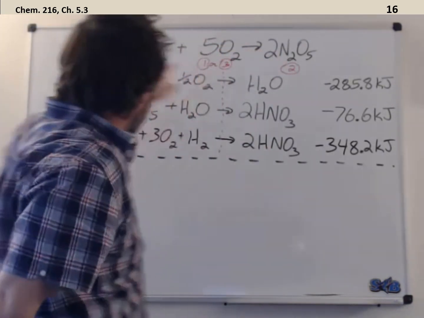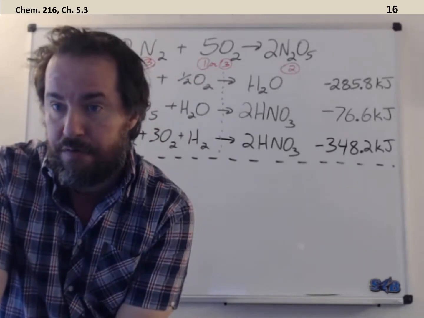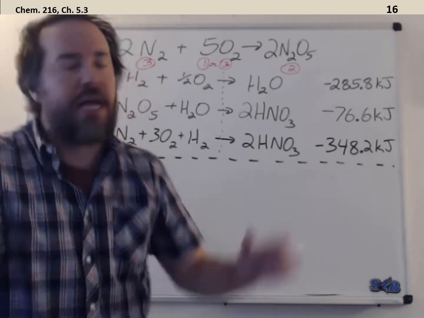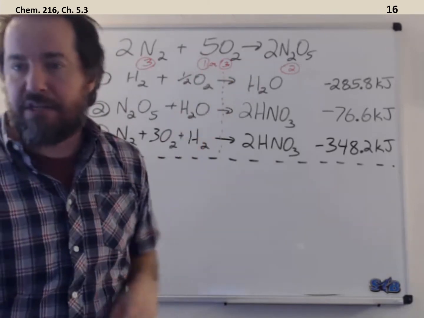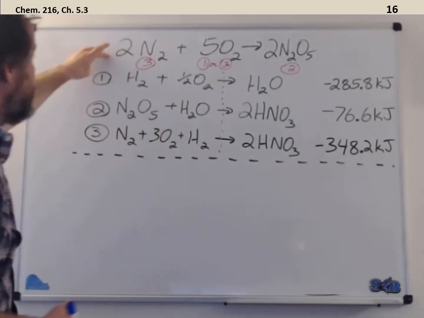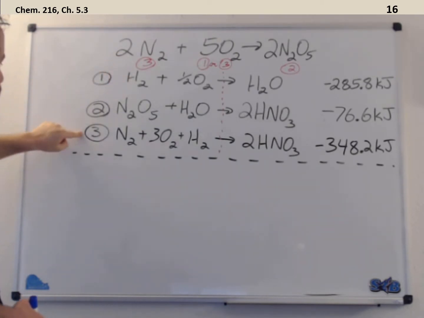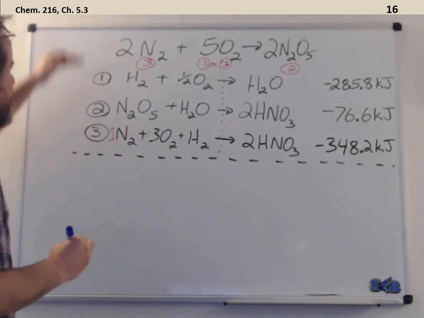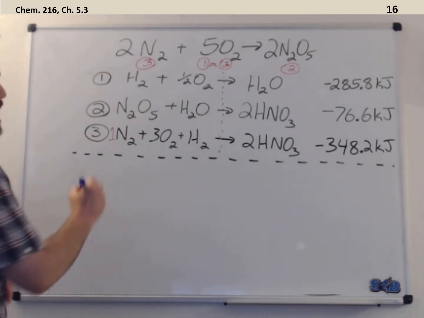I'm going to start with N2, because I have it in my notes. I could start with N2O5, but I'm going to start with N2. So how do I get to N2 from number 3? Well, this has 1 N2 and this has 2, so what I need to do is multiply this by 2.